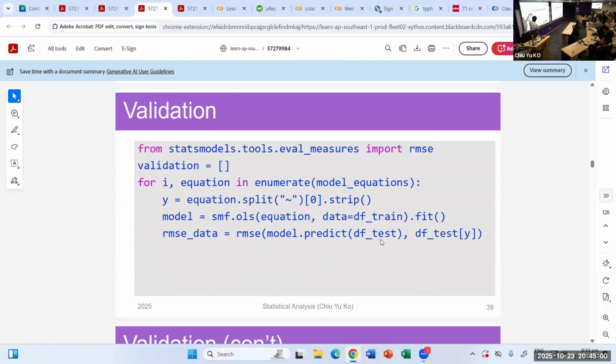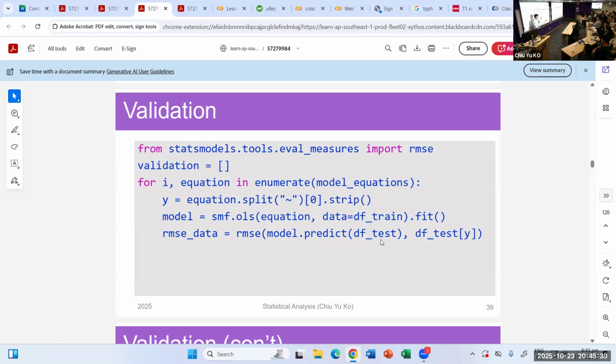So again, the same. I have stat tools, evaluate, measure, RMSE. Validation, I loop over all the models I'm running. First, I get the Y variable and I fit the regression. Only difference is based on trained data. Before it is DF, but now it's DF underscore train because I fit the model based on trained data. And when I calculate RMSE, I base on the test data.